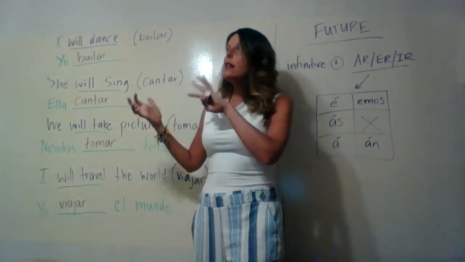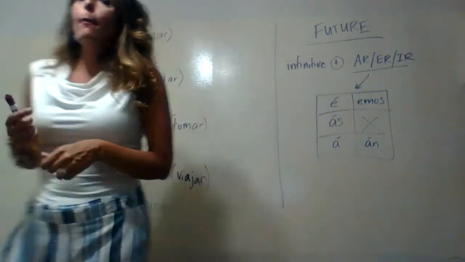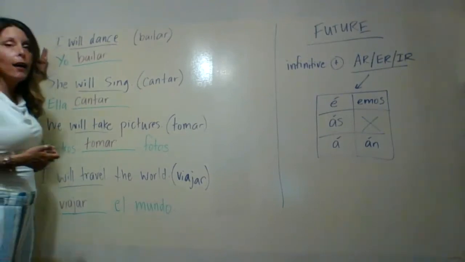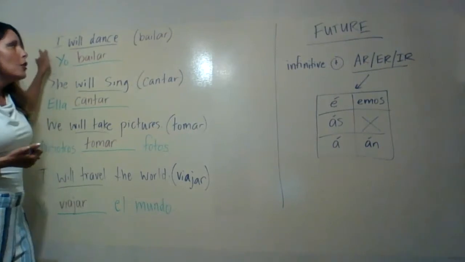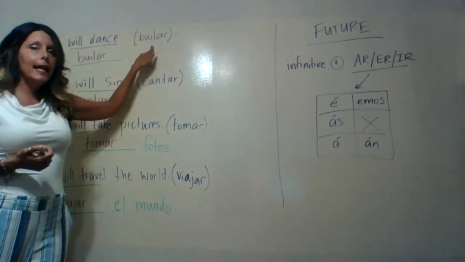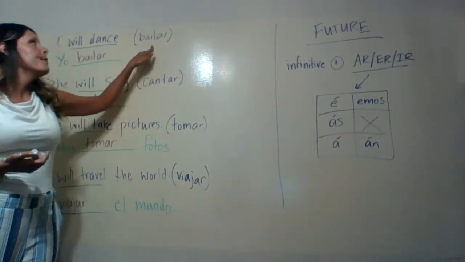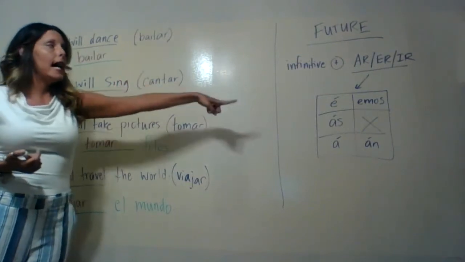So for right now, just pretend like everything works like this. You take the infinitive and then you attach these certain endings. So imagine I want to say, I will dance. This is my first sentence. I will dance. The verb to dance in its infinitive form is bailar, B-A-I-L-A-R.